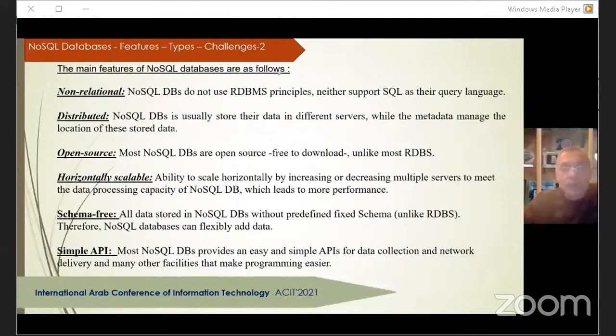The main features of NoSQL could be stated as follows. It's non-relational and does not support SQL as its query language. It's distributed and open source, free to download, unlike most relational databases. The most important is that it's horizontally scalable, so it has the ability to scale horizontally by increasing or decreasing the number of servers to meet the data processing capacity. It's also schema-free with simple interfaces. Most NoSQL databases provide easy and simple interfaces for data collection and network delivery.